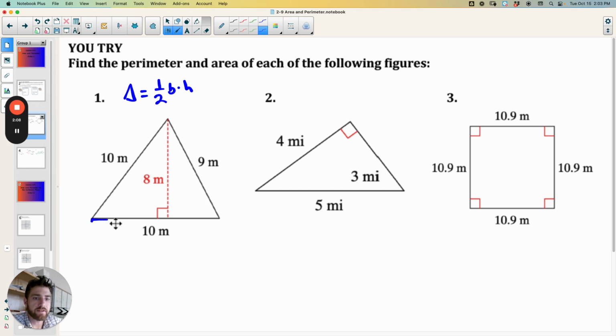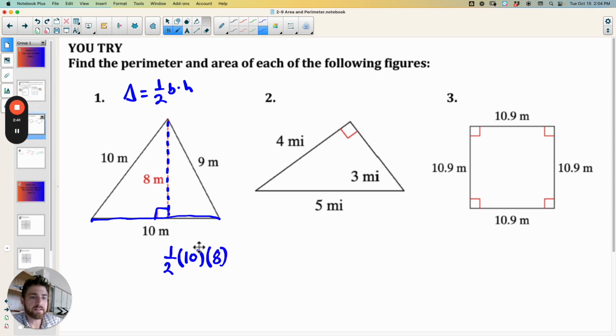So here, this is your base, and my height is the vertical height. Notice this is going to form a right angle. So if you were to drop an object from the top, it would fall straight down. This is not the height, okay? This is not the height. The height has to be perpendicular to the ground. So for the area of this triangle, you would simply do 1/2 times 10, the base, times 8, your height.